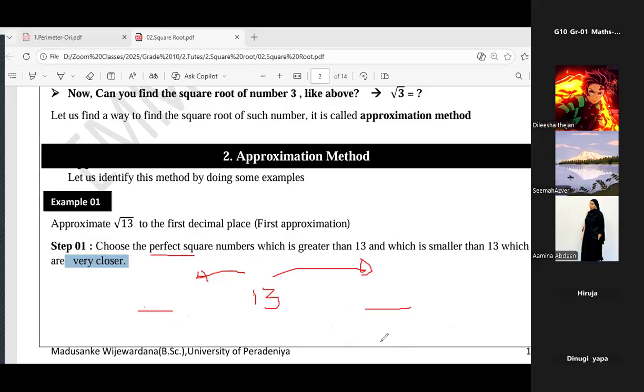Super. 9 and 16. So the less than 13 number is 9, which is the perfect square number 9. And the greater than 13 number is 16. So in between 9 and 16, you have the 13. Okay. So keep that in your mind. Please write this: 9, 13, 16. So 16 is greater than 13, 9 is less than 13. So this is the way.